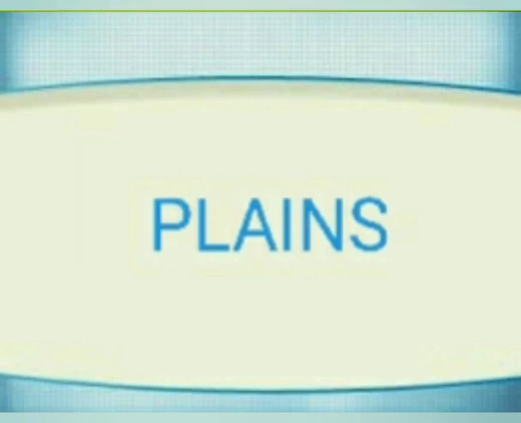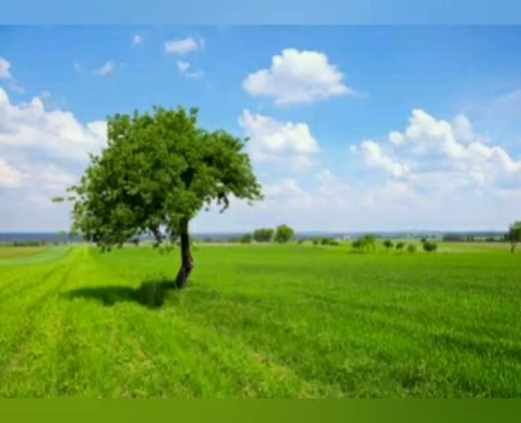Plains. Plains is a flat landform which is suitable for irrigation. The plains in Tamil Nadu can be divided into river plains and coastal plains.